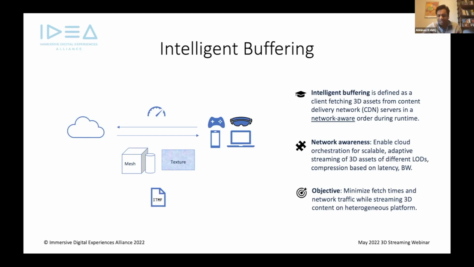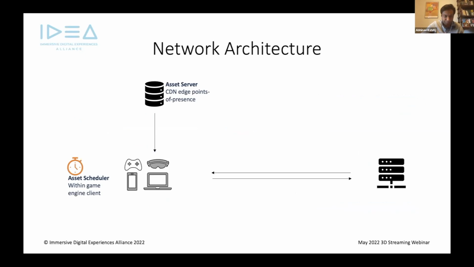So how does this all work? Like Del previously provided the architecture, this is a stripped down, simpler version of it for us. At the heart of it, intelligent buffering has two components. One, the asset scheduler that sits inside the game engine and contains the logic of fetching the assets in the right order. But the question is, who decides that order and how is that provided? And there comes the second part of intelligent buffering, called a network orchestrator.